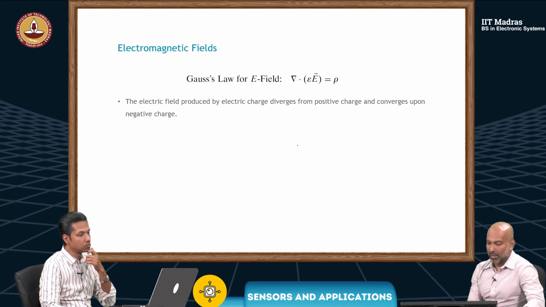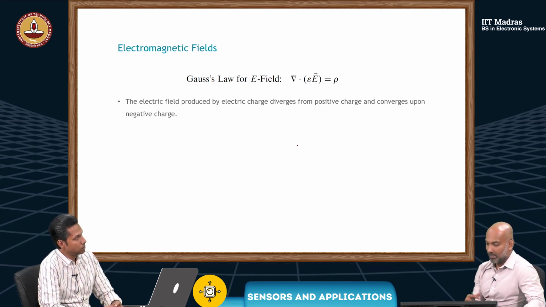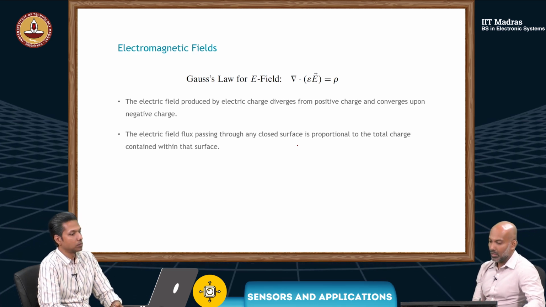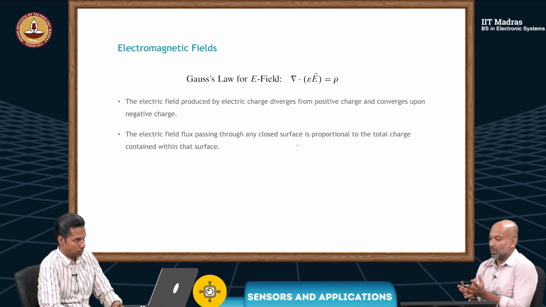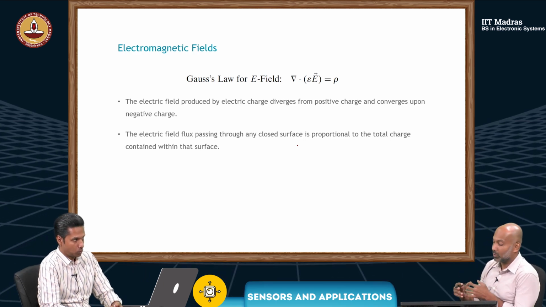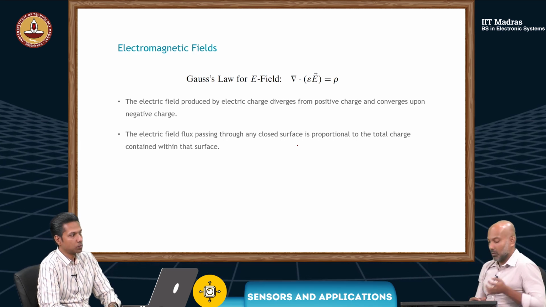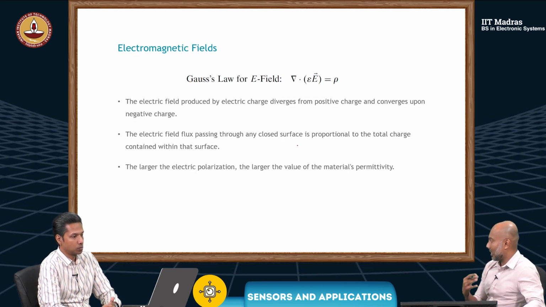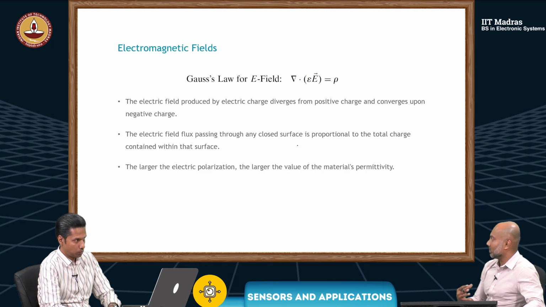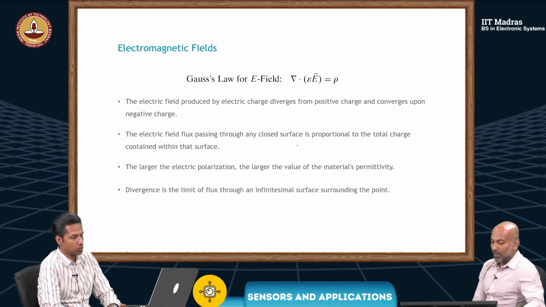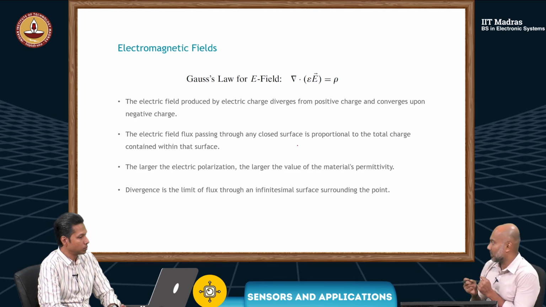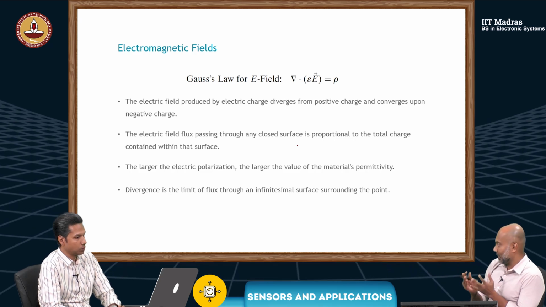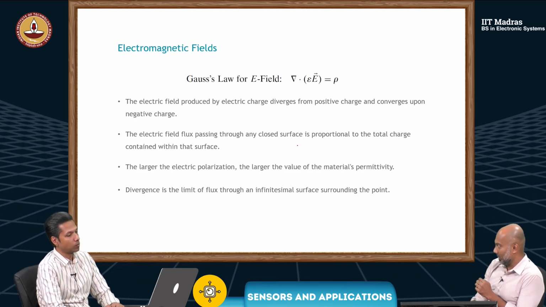So in summary, the field produced diverges from positive charge and converges upon negative charge. Any field passing through any closed surface is proportional to the total charge contained within that surface. And the larger the electrical polarization, the larger is this epsilon, which is your material electrical permittivity. Divergence is basically the limit of flux through a very, very small surface surrounding the point, which we saw earlier.